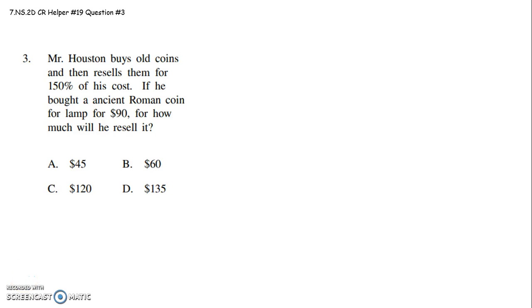7th graders, this is to help you with question 3 on CR 19. It says, Mr. Houston buys old coins and then resells them for 150% of his cost. If he bought an ancient Roman coin for $90, for how much will he resell it? Okay, so he's got this ancient Roman coin that cost him $90. He's going to resell it for 150% of that number. How much will he resell it for?